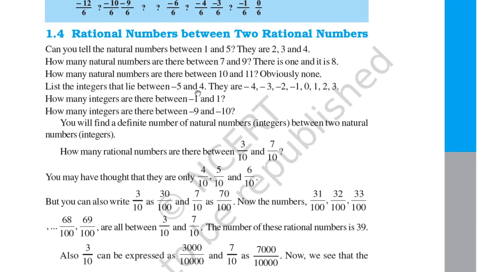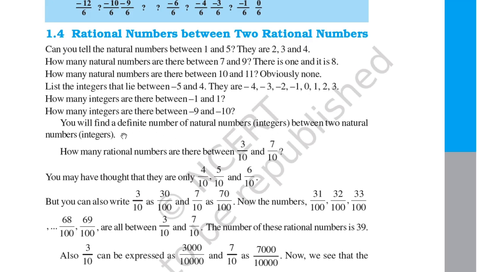List the integers that lie between minus 5 and 4. You can see minus 4, minus 3, minus 2, minus 1, 0, 1, 2, 3. So these are the integers. How many integers are between minus 1 and 1? You know that it is 1, namely 0. How many integers are between minus 9 and minus 10? There are no other integers between them. You will find a definite number of natural numbers or integers between two natural numbers or integers.